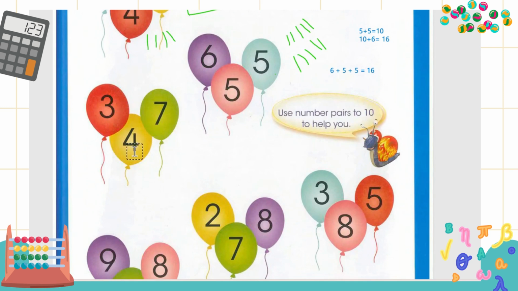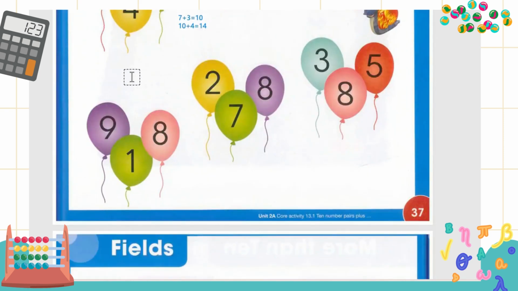Now, over here, first we make the pair of 10. Okay, so first the pair of 10 will be 7. Then what will we add to 7 to make 10? 8, 9, 10, right? So 7 add on 3 is 10. Then after that, which number is this yellow balloon? 4, right? So 10 plus 4 is 14. Very good. This is very easy, right?